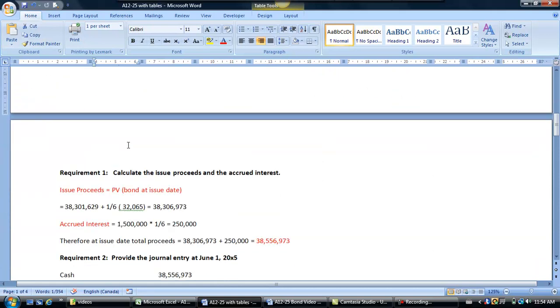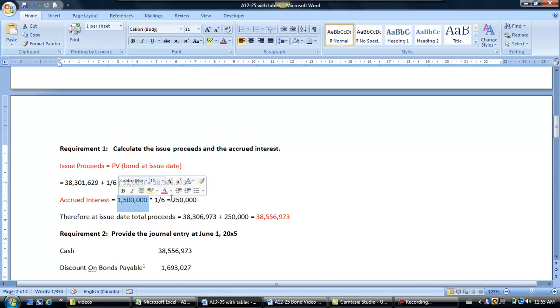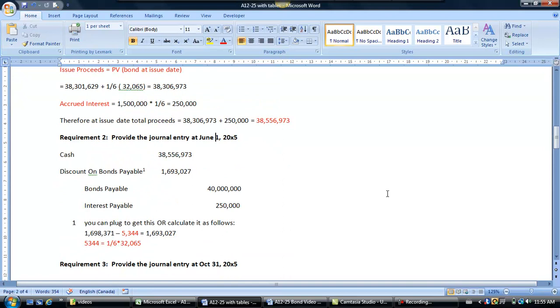So we are going to have to calculate the accrued interest for 1 month of those entire 6 months, and 6 months interest would be $1.5 million. So when we divide it, 1 month of interest that they would pay for up front is $250,000. So at issue date, if we were bridal, we would expect to get $3,556,973.